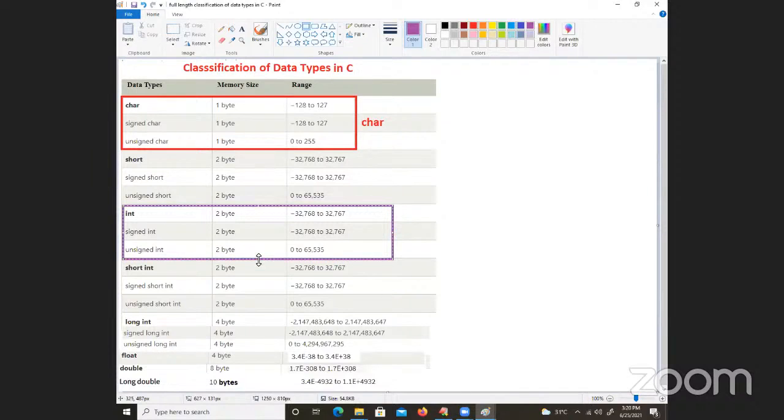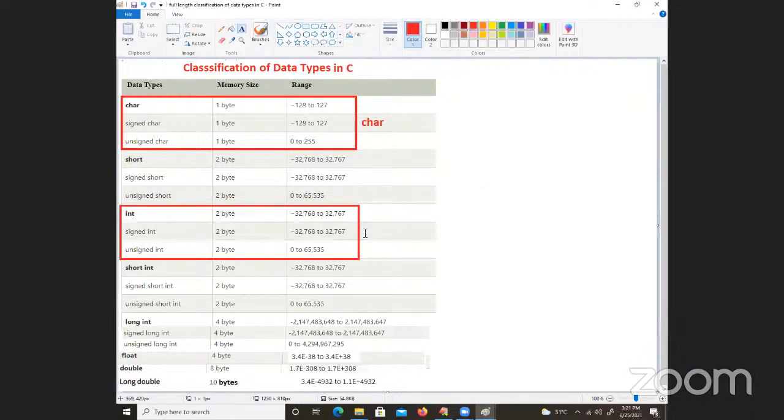We have 2 to the power of 16 here. I hope you people are following. Which data type is this? It is called the int data type. So we are clear about that. Clear or not clear?